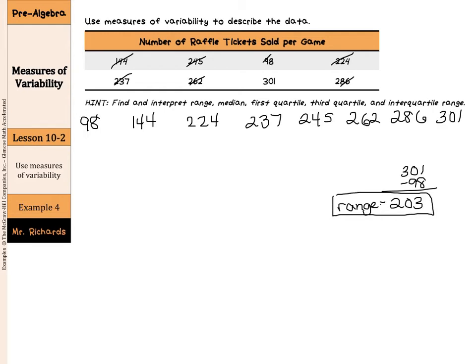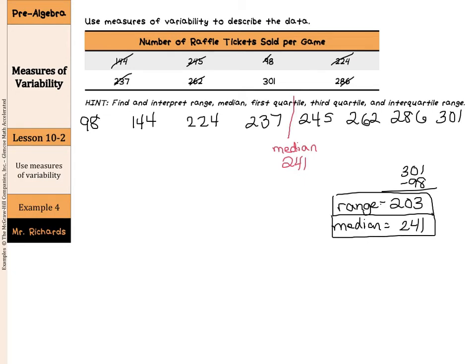Then, let's find the median. Well, I have 8 terms here. 8 plus 1 is 9, divided by 2 is 4.5, so we're going to be in between the 4th and the 5th term. So right here, we should expect our median. And if we were to take 245 plus 237 and divide by 2, we would get 241. So our median is equal to 241.